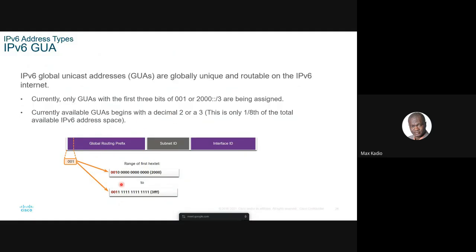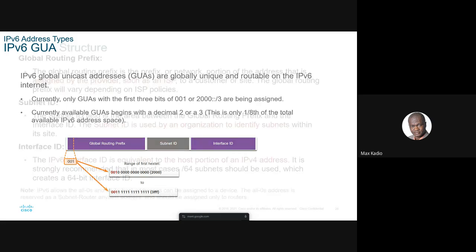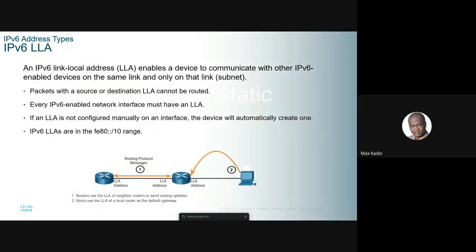The very first 3 blocks are the global routing prefix, and the fourth one is the subnet ID. Here we don't do subnetting. It's only a number that will identify an office. For example, the IT office will be 1, the marketing office will be 2. I'll show you an example.